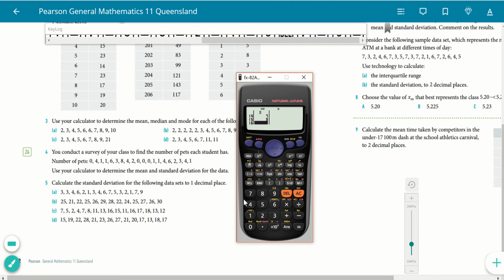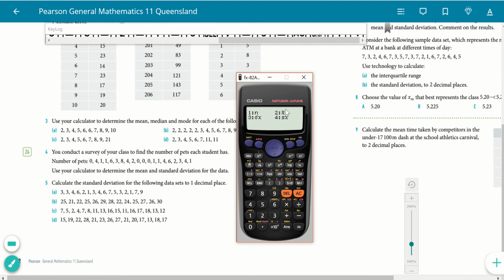So now that we've entered the data into your calculator, that will be stored in the memory of the calculator. We're going to press AC, and then we're going to recall some of the stat functions. So we're going to go shift and stat. And for standard deviation, we're going to look at this one here. So we go click on 4.